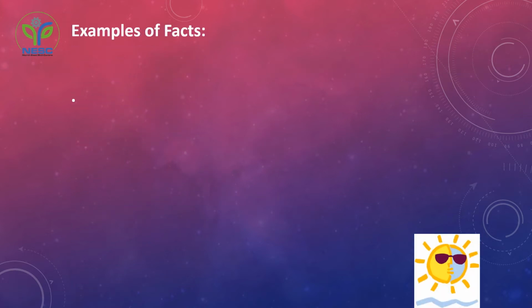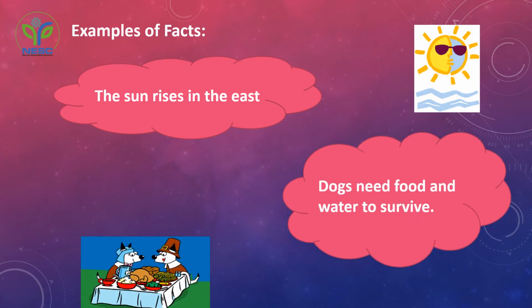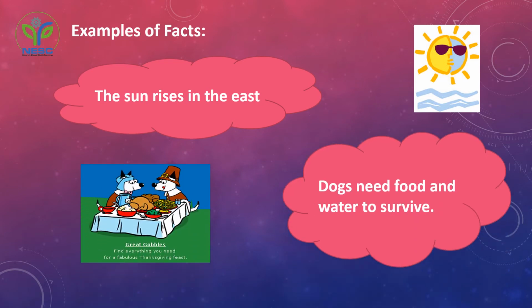So dear students, now let's look at two examples of facts. The sun rises in the east. This is a universal truth which we all know, right? That the sun rises in the east we have learned, seen, and read in books since our childhood. In the same way, dogs need food and water to survive. Why? Because we all know that like humans, dogs need food, water and shelter to survive, right? Because they need food for energy, growth and repair, which is a universal truth. Here we don't have to give any evidence actually, right?